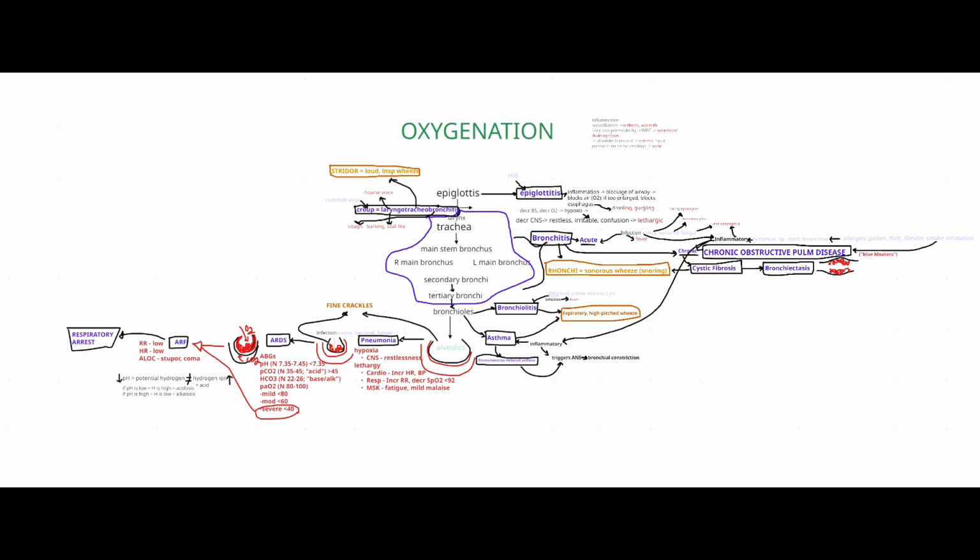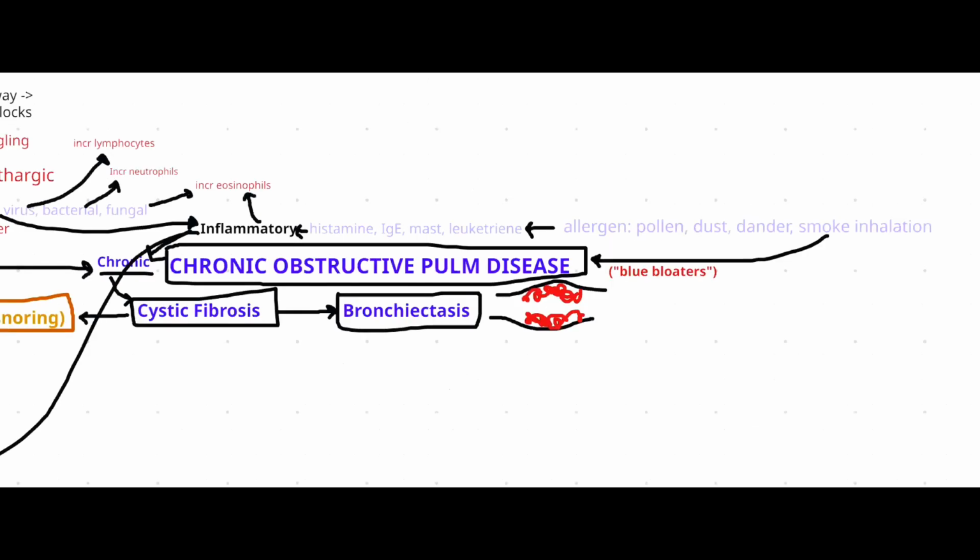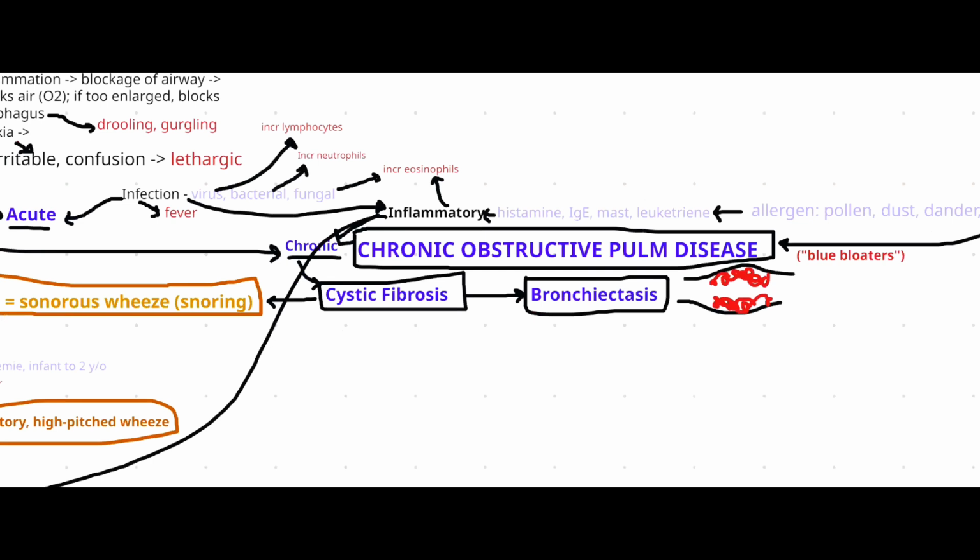So blue bloaters, the chronic bronchitis patients, are called blue bloaters because their main issue is airway. There's a lack of oxygen that is able to flow through the bronchi because of the bronchitis. And so they get hypoxic, and so they get cyanotic from that. Okay. Now the other part, I'm so glad you mentioned that.